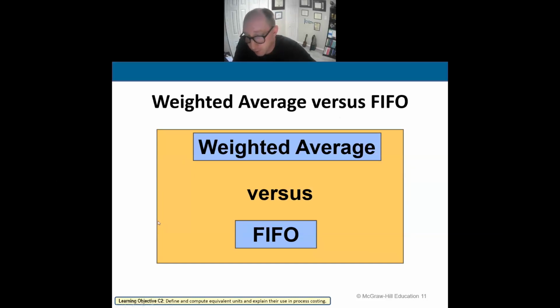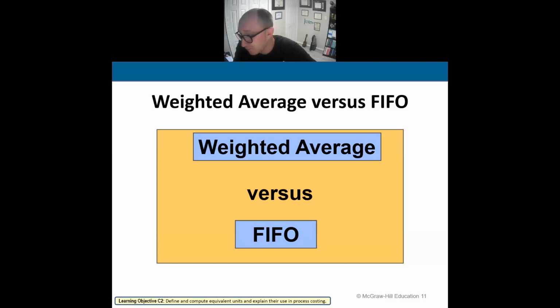Now, as you're finding the equivalent units of production, we need to understand the unit measurement for the inventory. You probably remember this concept from Principles 1. In Principles 1, we talked about inventory, and we talked about how the inventory is assigned its cost.